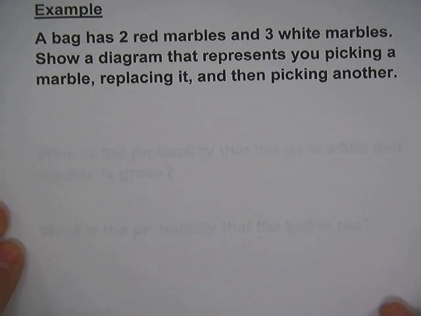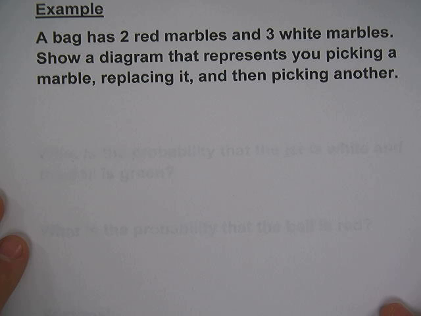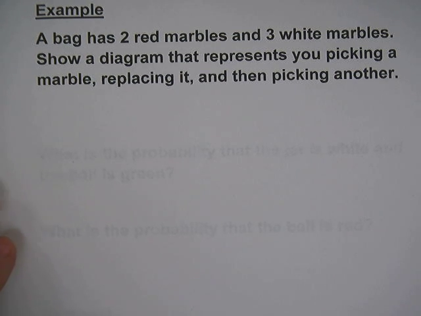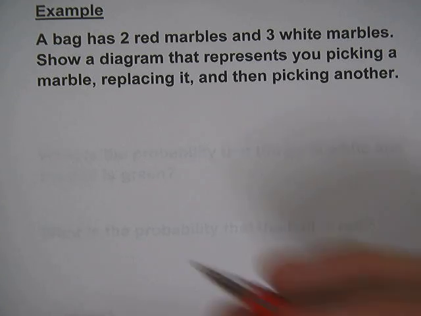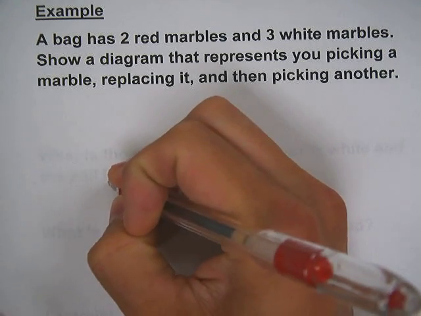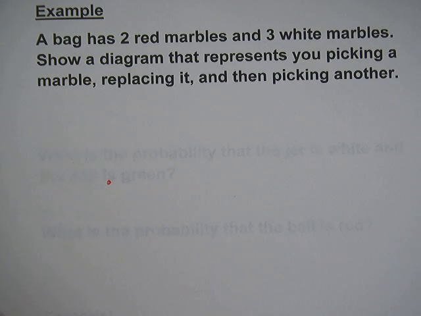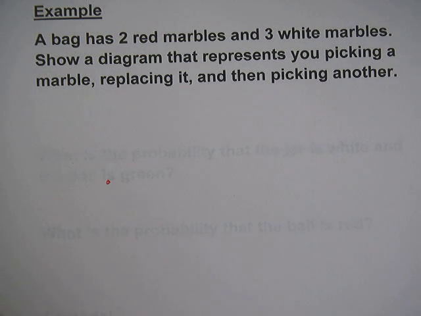First example says a bag has 2 red marbles and 3 white marbles. Show a diagram that represents you picking a marble, replacing it, then picking another. So the way we do a tree diagram is pretty easy. I always like to put a little dot right here, indicating this is where we're going to start. And then you just start branching off with your possibilities.